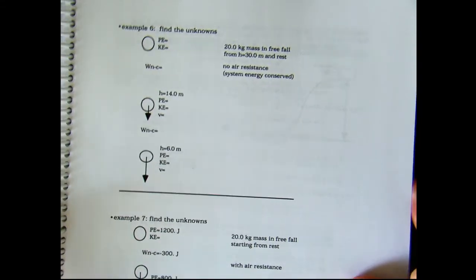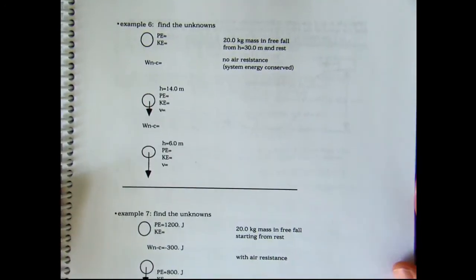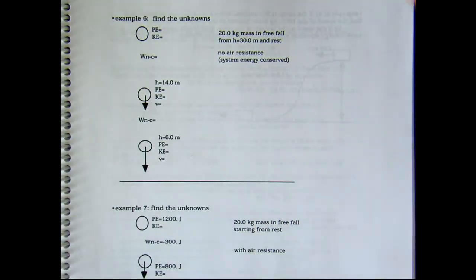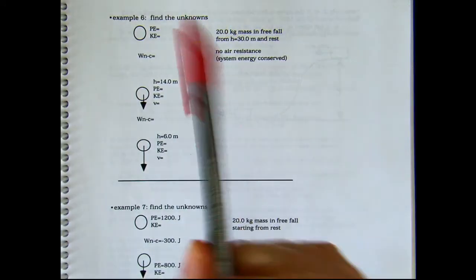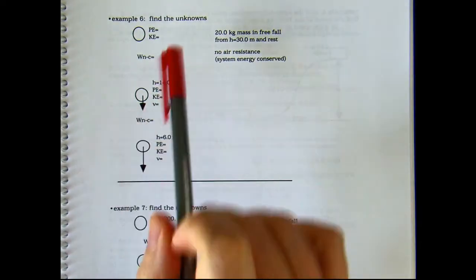Do I want to do both of these? Yeah, I'll do both of these. And these will be relatively quick. So, if I've got potential energy and kinetic energy of the ball each step of the way, I want to find all of my unknowns.